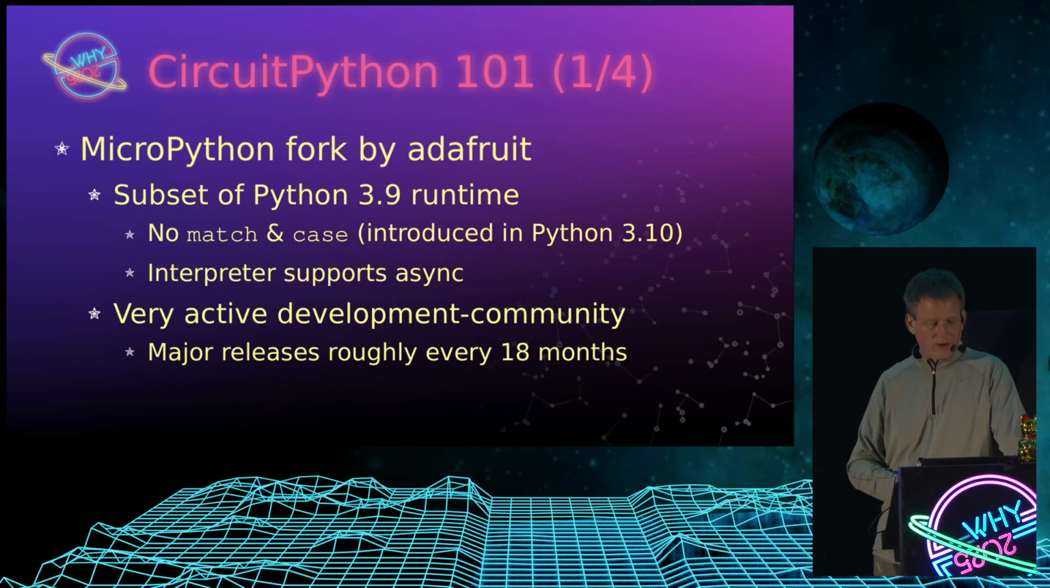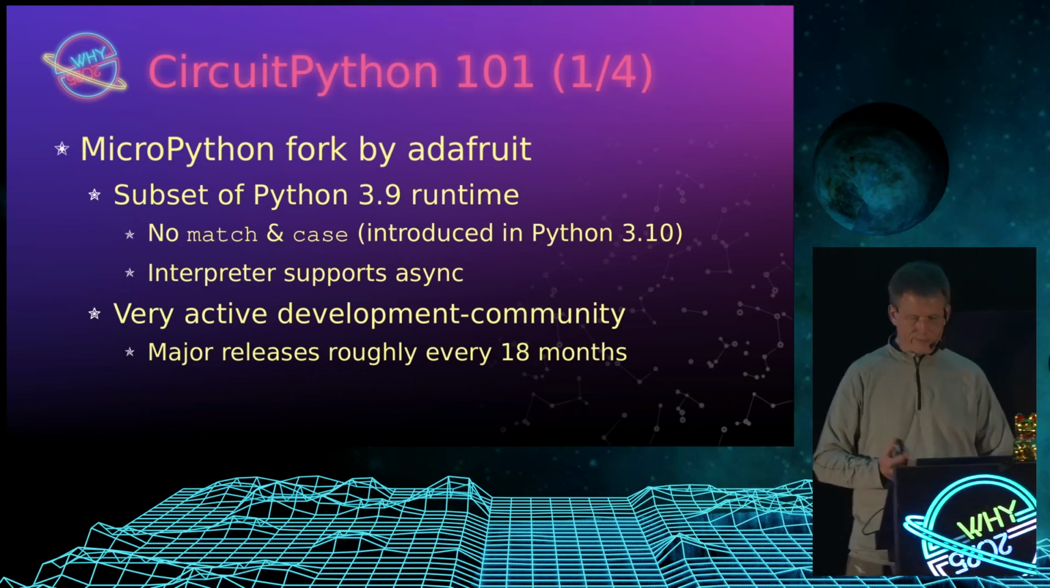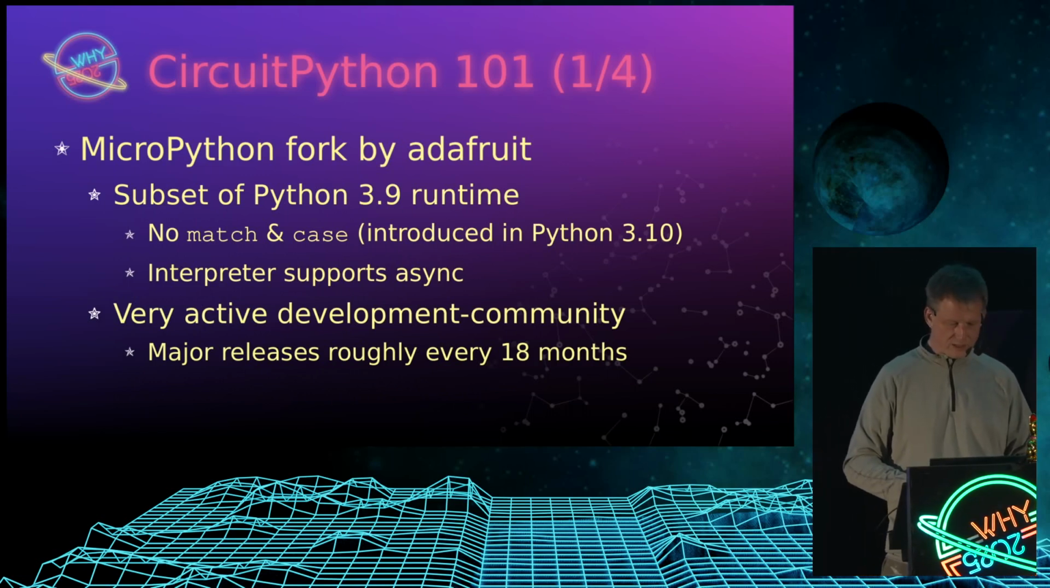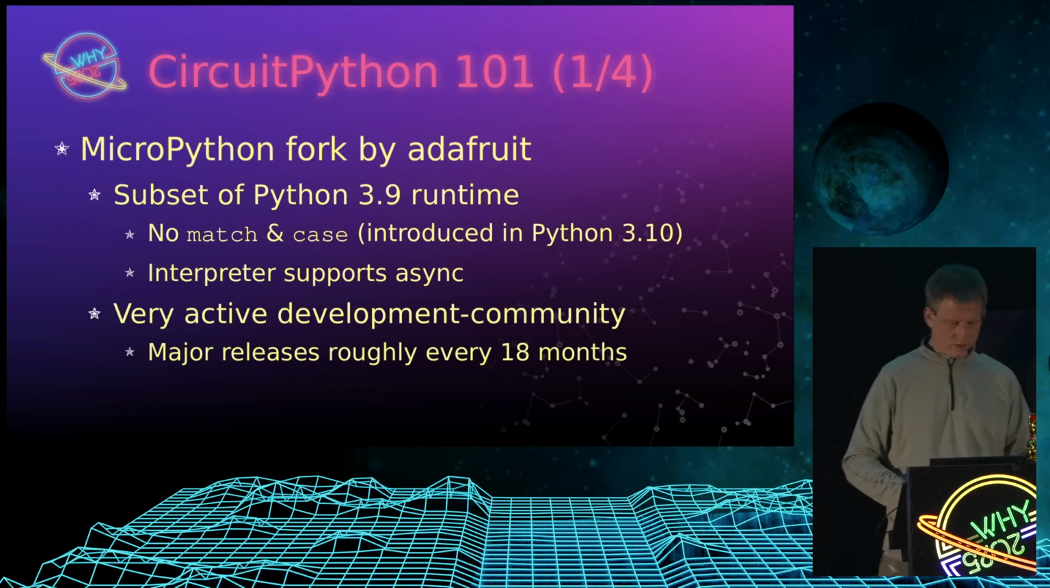The major drawback in terms of Python 3.9 versus 3.10 or later is you don't have the match and case support, so you have to write if cases for handling stuff. But they're using support, so that's good. And you know, it's company driven, Adafruit, but they're really active, and a lot of things are going on there.